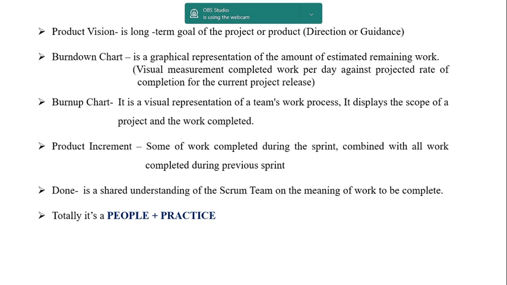The burn up chart is a visual representation of the team's work progress, and it displays the scope of a project and work completed. Whereas in the burn down chart, I am telling what is left out, what is the remaining work to be completed, in the burn up chart, I am telling what is completed. Product increment is the sum of work completed during the sprint combined with all work completed during previous sprints.